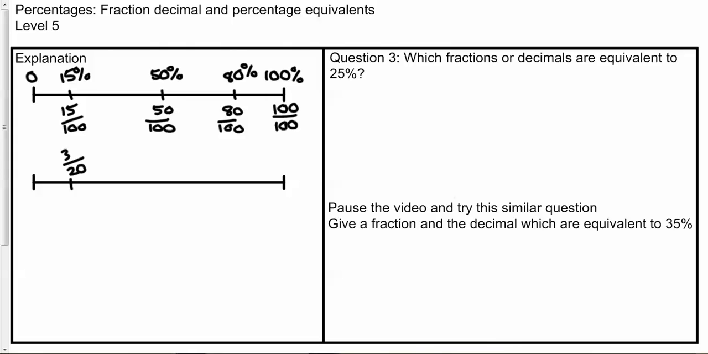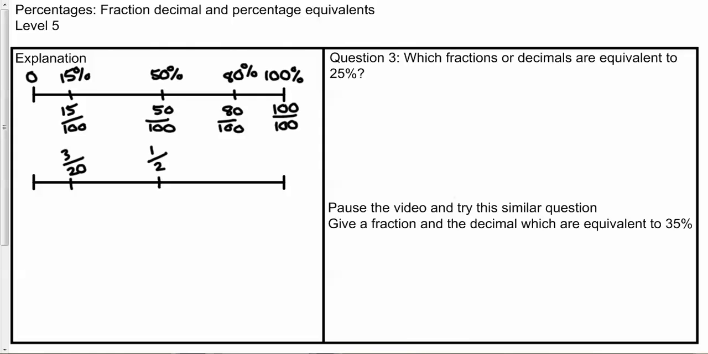If we also look at 50%, the highest number that goes into both 50 and 100 is actually 50. How many times does 50 go into 50? Well, it goes once. How many times does 50 go into 100? Twice. And that's why 50% is the same as a half.